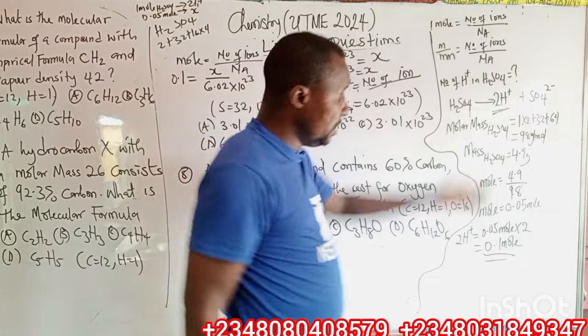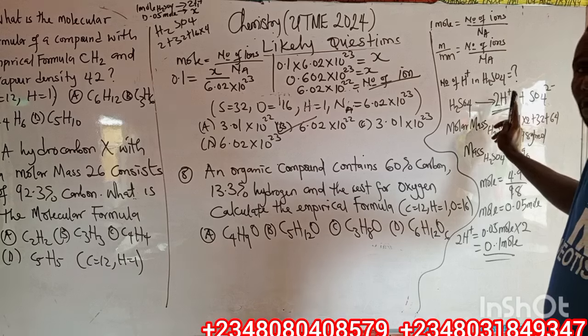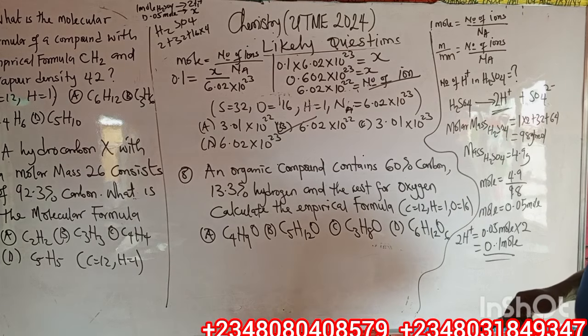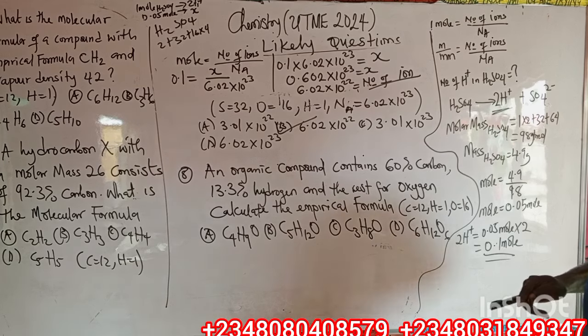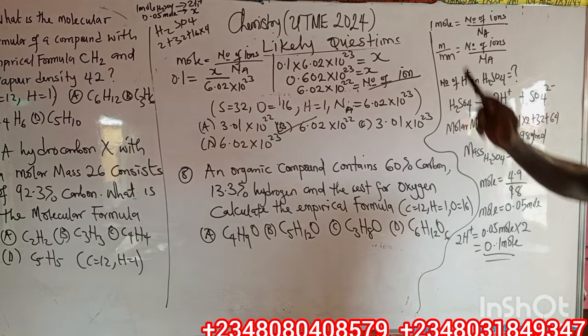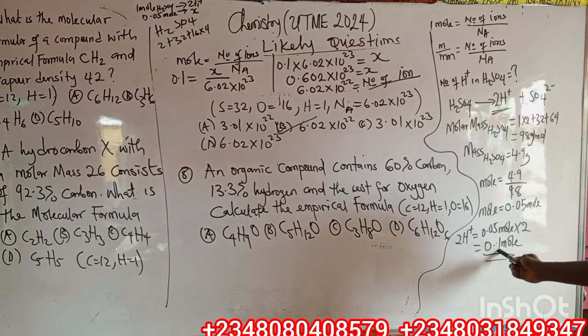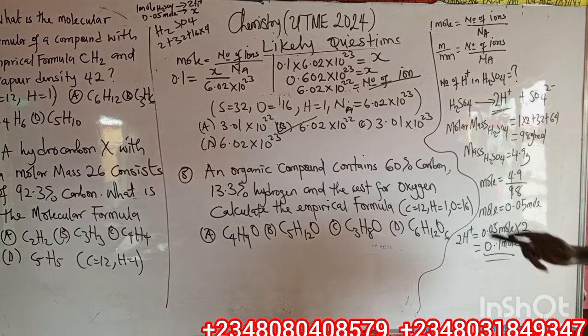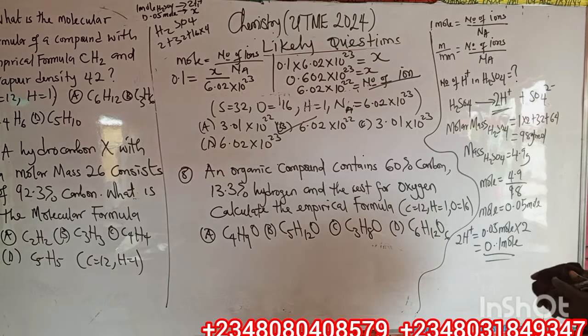Number 8. Before you solve this kind of question, first of all, know the number of hydrogen ions that is produced in the acid. 1 mole of H2SO4 produces 2 moles of hydrogen ion. The moles of 4.9 grams is 0.05. Since 1 mole of H2SO4 produces 2 hydrogen ions, therefore 0.05 moles of H2SO4 produces 0.1 moles of hydrogen ion. Just multiply it by 2. You have 0.1 mole of hydrogen ion. Then apply that formula, you get your answer.